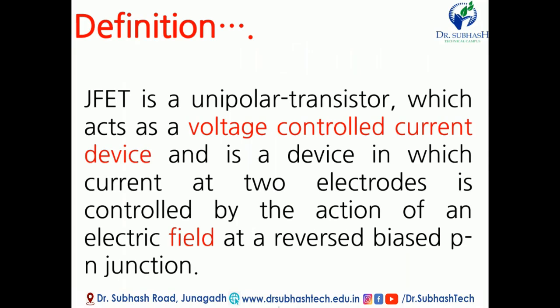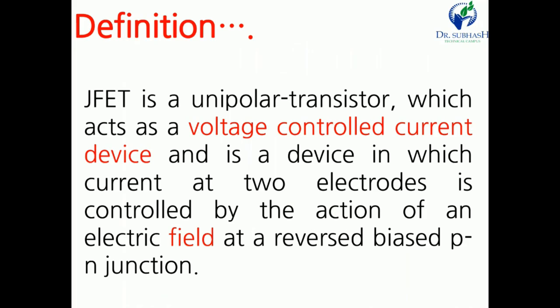First of all, let me start with unipolar. What is unipolar? It means only one polarity is required to flow the current in FET, either electron or hole. These two particles are not required at the same time. Only one particle is required for the flow of current. Also, voltage controlled current device means if we control the input voltage, then the output current is controlled. So it is called a voltage controlled current device.